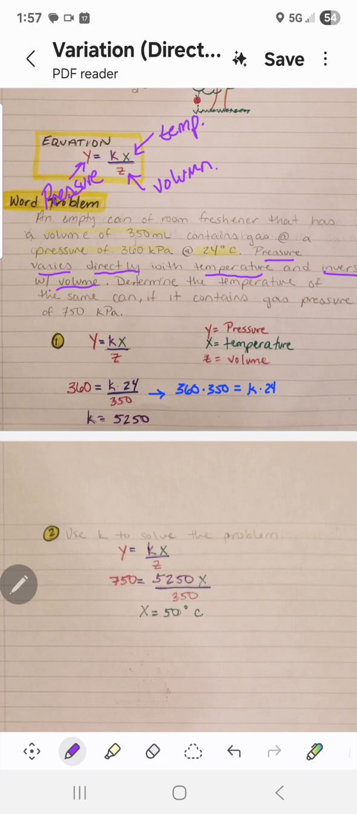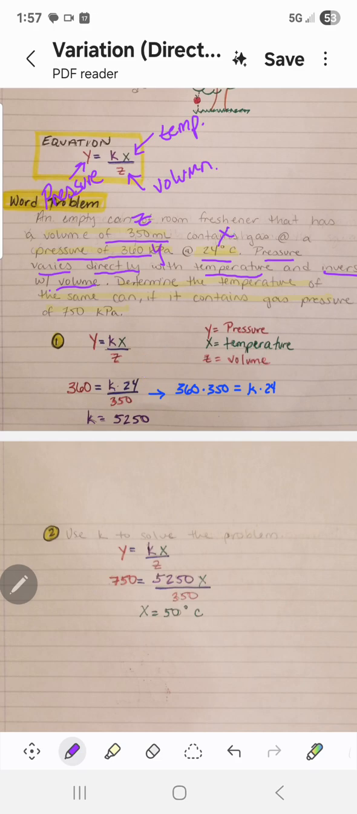Determine the temperature of the same can if it contains a gas pressure that's changed. This is the question. First, we have to figure out, okay, I have a can of freshener. It has a volume, that's Z, of 350. So Z is 350. Contains gas at a pressure of 360. Pressure, that's Y. So Y is 360. At 24 degrees, that's my temperature, that's X.